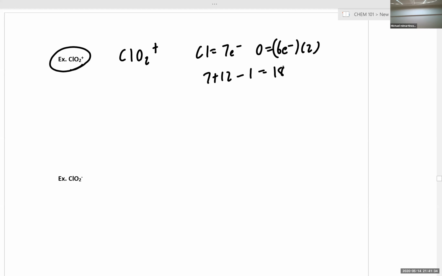What is our central atom going to be in this case? What is the least electronegative atom? Somewhat ironically in this case, what is the least electronegative atom?